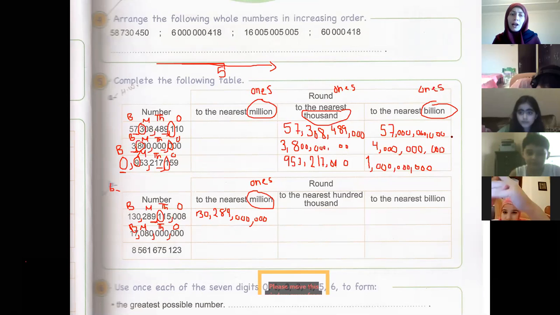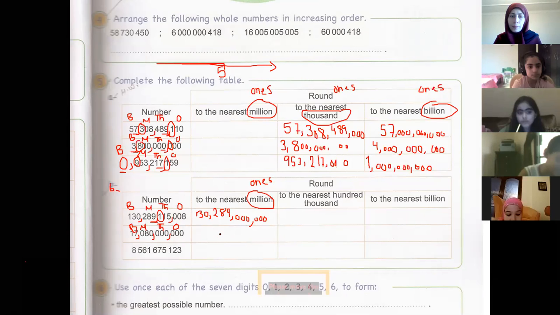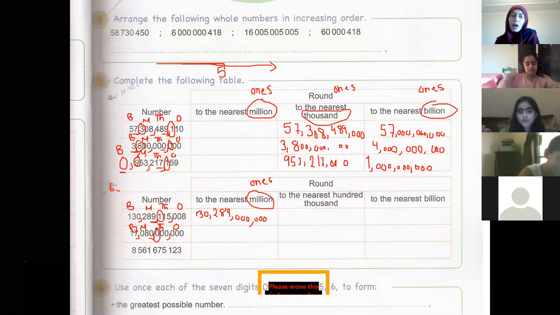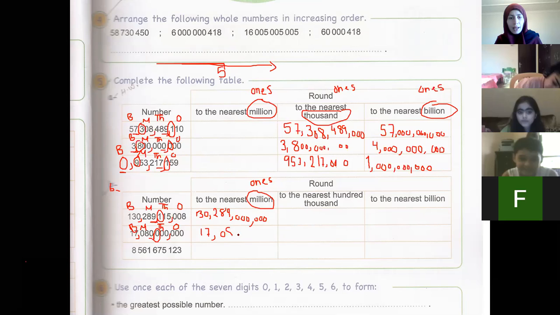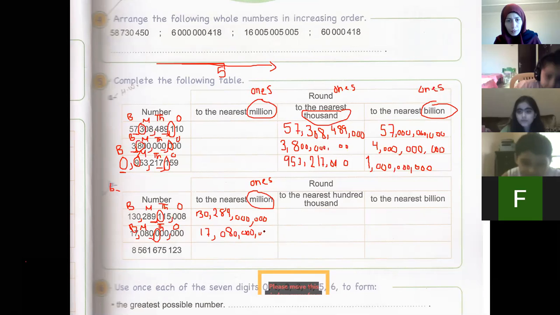Okay, Hala, which digit is the millions digit? Zero. Zero, bravo. And we look at zero. Zero, Hala, is it less or more than five? It's less. So the millions digit stays? The same. Excellent, bravo, Hala. So, 17 billion, 80 million. Already here, the digits to the right side are zeros.